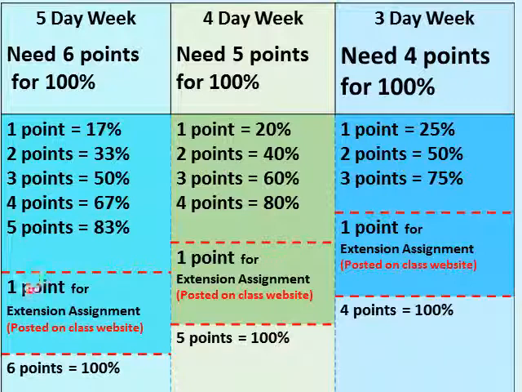To get the other point, they would have to do the extension assignment, or what you might want to call a homework assignment. And it's posted on my class website. And they have that week to get it done. It's due by Friday. Then they would have the extra point, and they would have 6 points, 100%.